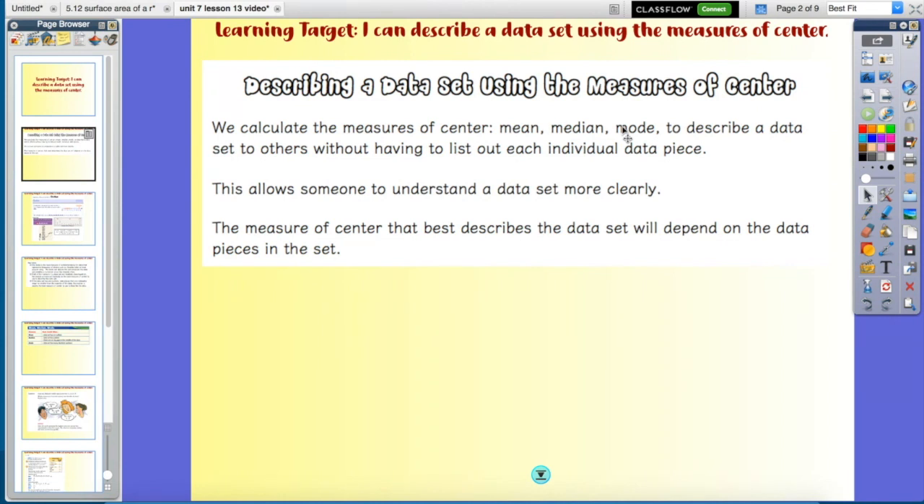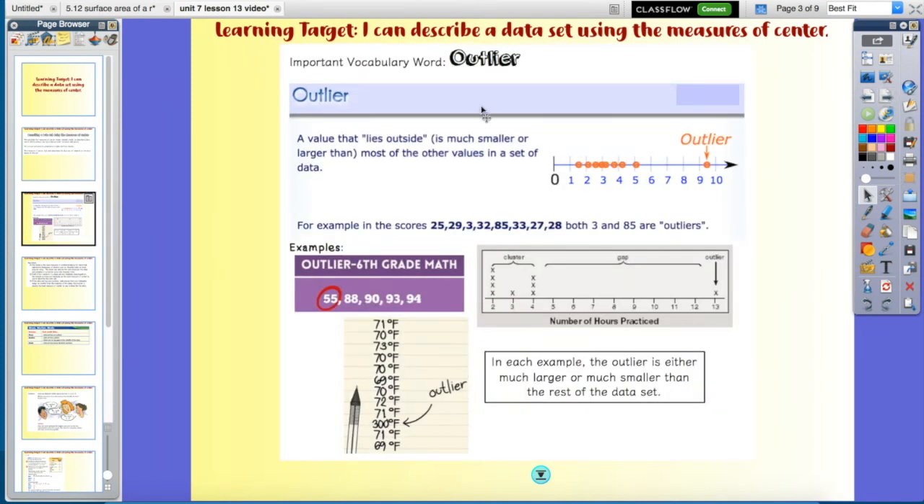So by using the measures of center, we hopefully would communicate to somebody information about a data set in a more clear way. The measure of center that describes the data set best will depend on the data pieces. So an important vocabulary word for this lesson is an outlier. An outlier is a value that lies outside. It's either much smaller or much larger than most of the other values in a set of data.